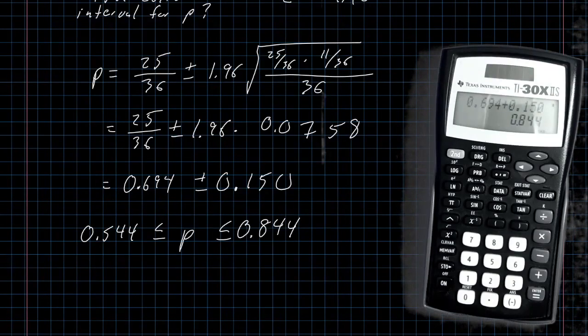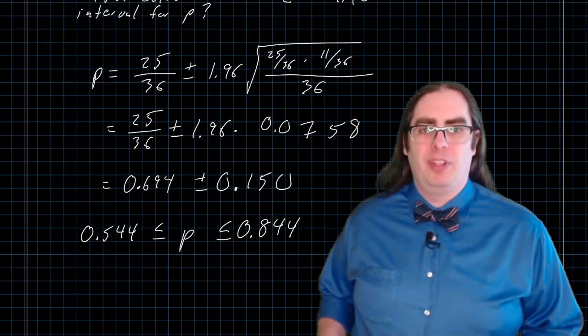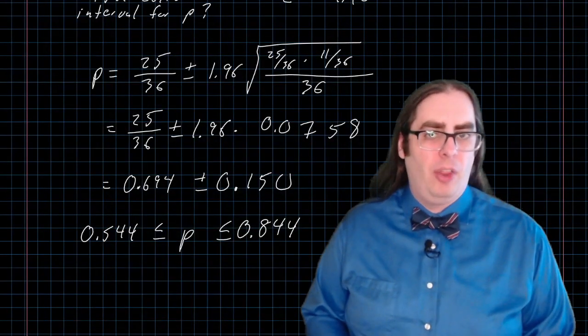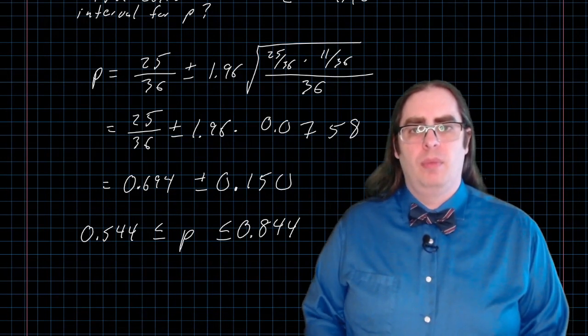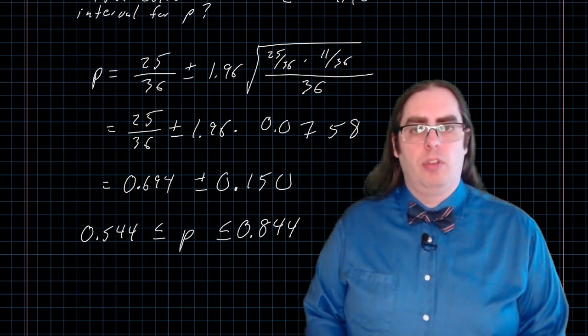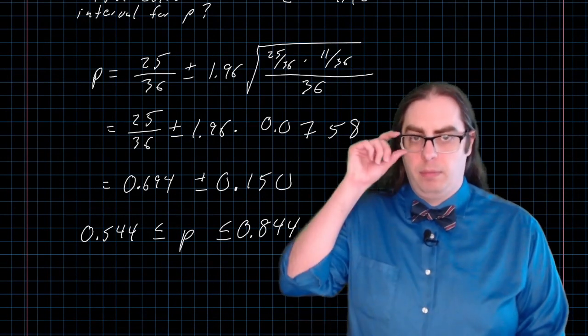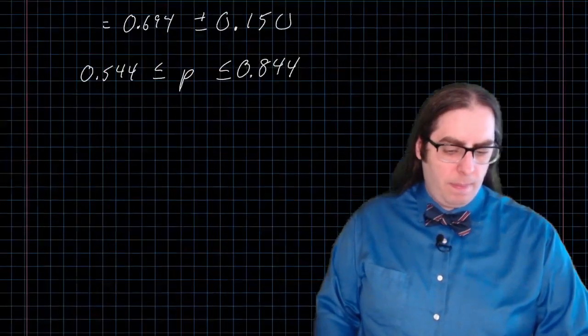That's a fairly wide confidence interval when we're talking about probabilities, right? This is somewhere between 54 and 84%. I don't know about you, but for me, somewhere between 54 and 84% doesn't seem to narrow things down all that much. So let's take a look at things from a different perspective. The confidence interval that I just constructed was entirely too large.